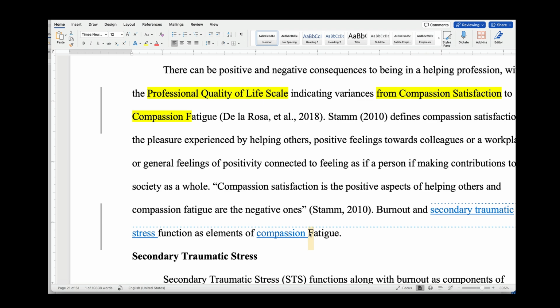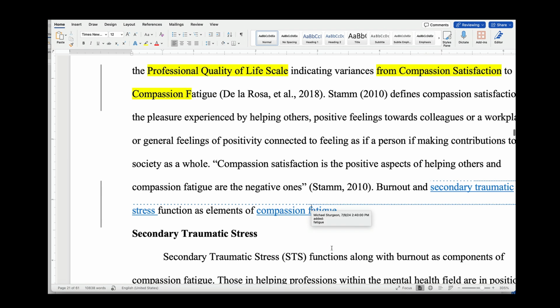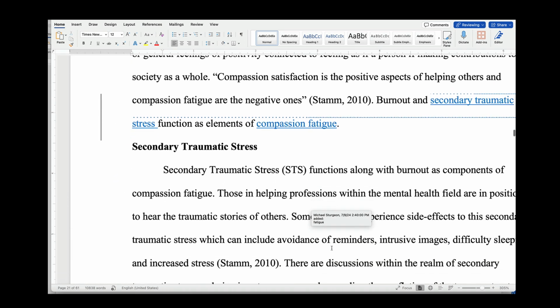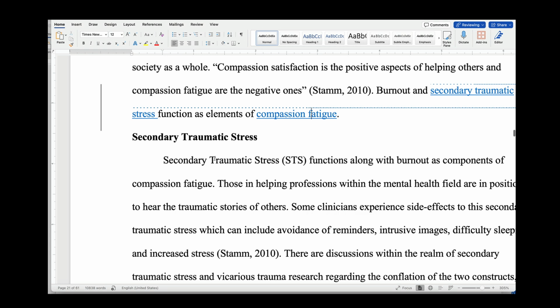Same for fatigue. Fatigue is not a word that is probably used throughout a writing, but maybe only when you are referring to it as compassion fatigue.